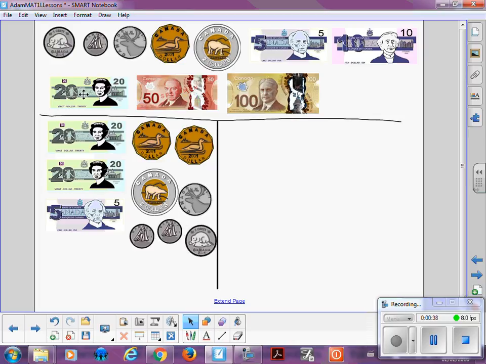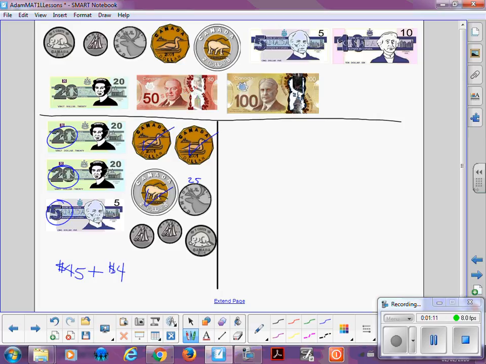So there we go. In my counting, what I would do for this sum of money is I do my paper money first. So I know that I've got the 20 and 20. So I know that's 40. Get another 5, it's 45. Plus, next I'm going to do my loonies and toonies. So I've got $1, $2, and 2 more gives me $4.